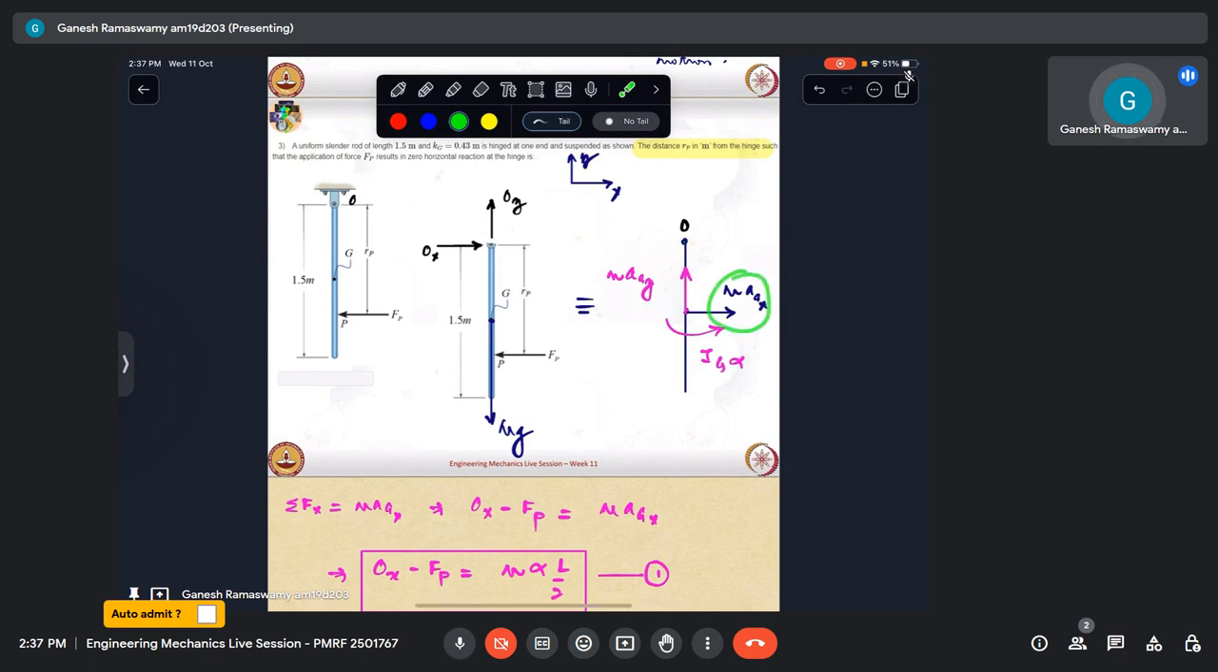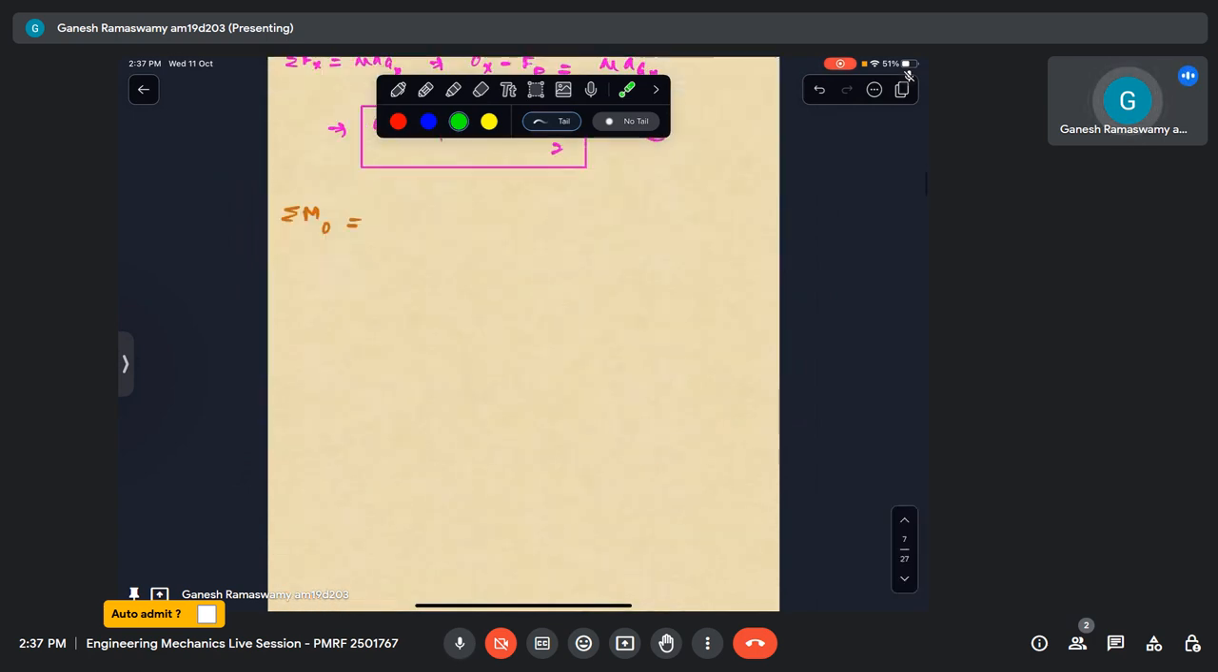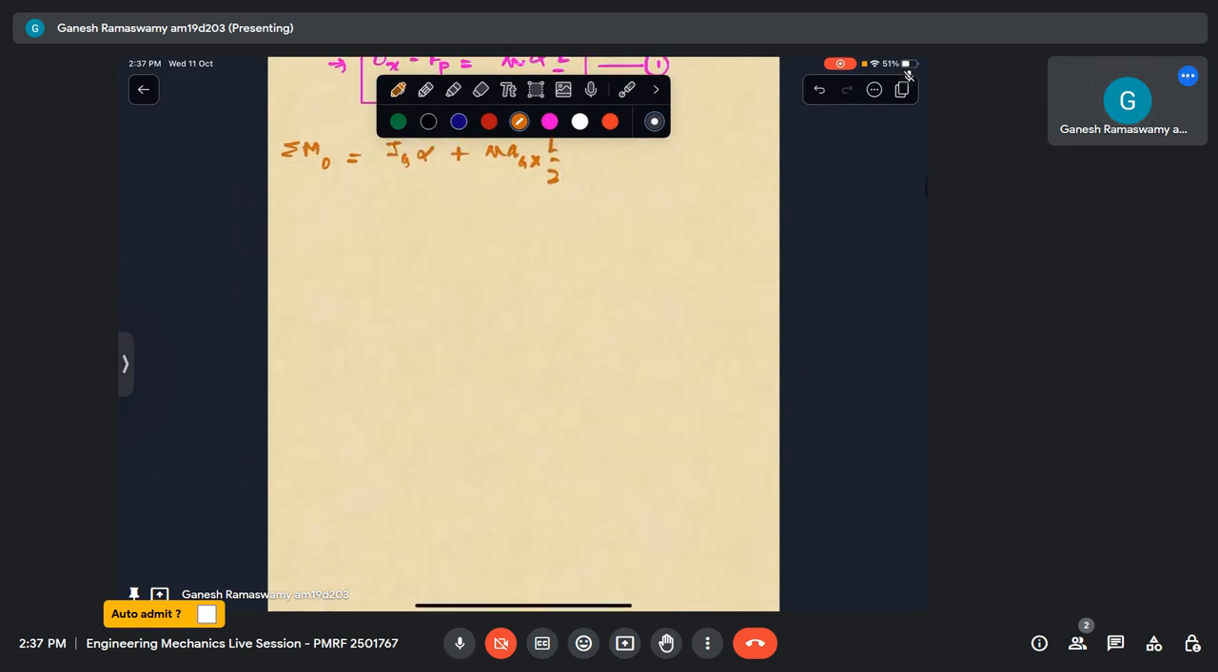This will have a counterclockwise contribution with the lever arm being L by 2. So let us write that out. This will be nothing but Ig alpha plus M AGx into L by 2. Very well. So let me substitute what the left hand side is.